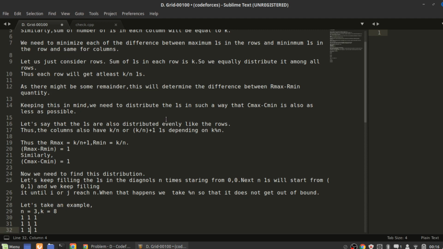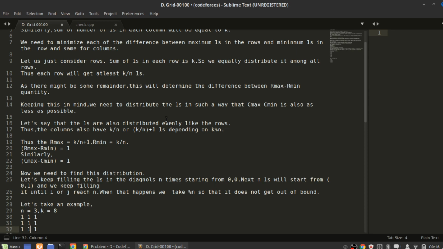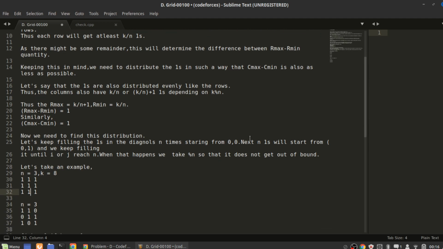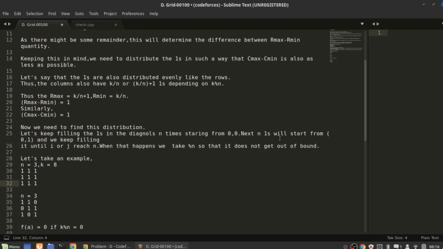we add this remainder to some columns. The number of such columns will be k modulus n, and this remainder is the reason that we get a nonzero R max minus R min. If it gets evenly distributed, k by n in each row and column, then each row and column will have k by n ones, and the difference between maximum and minimum will be 0. So in these kinds of problems, we need to see a pattern such that the maximum and minimum are equally distributed. Let's take one such pattern.